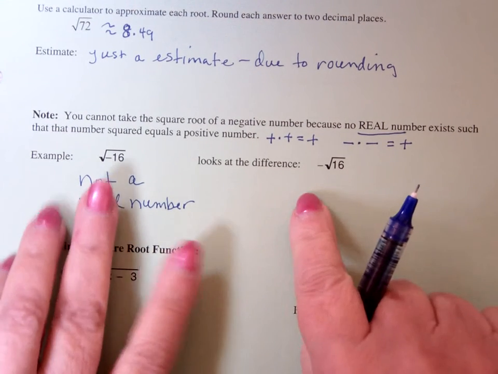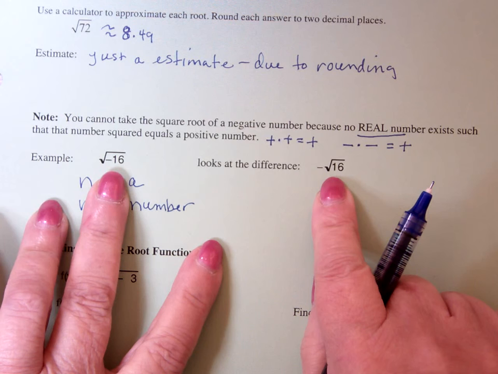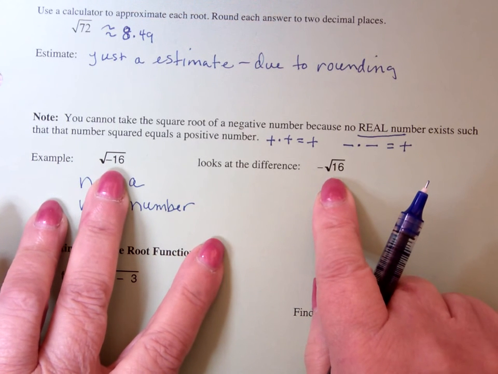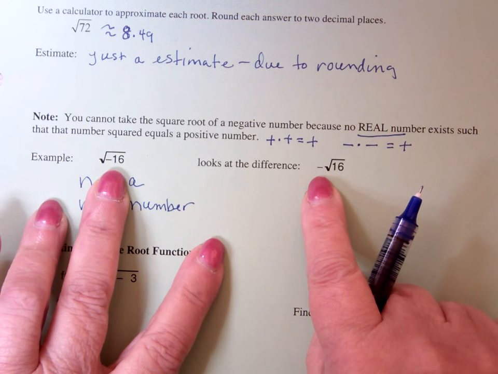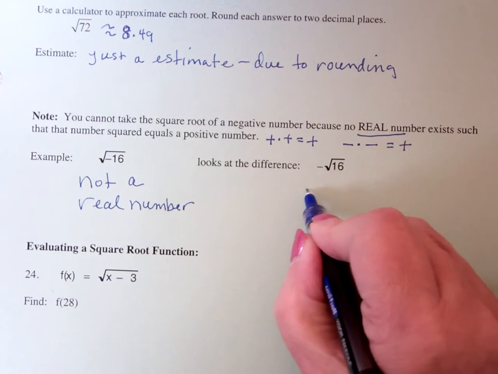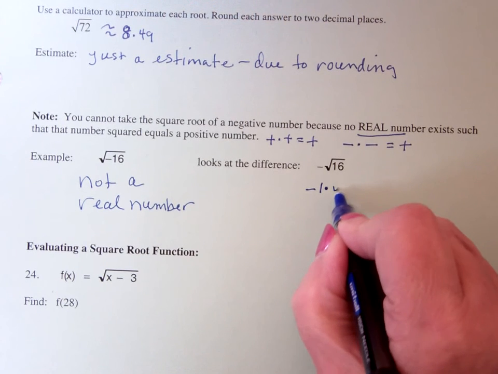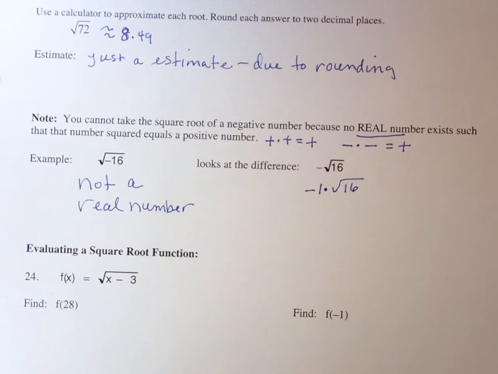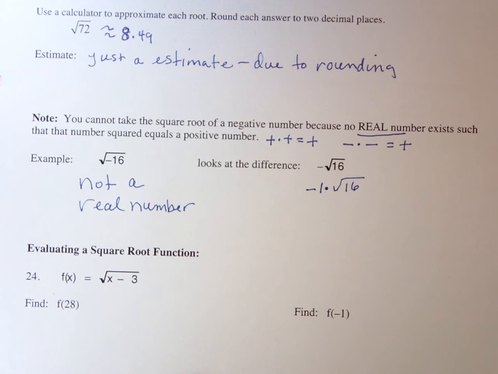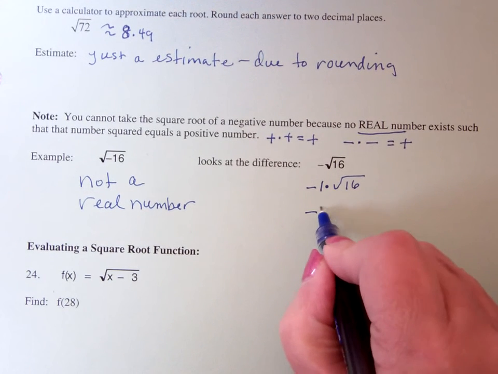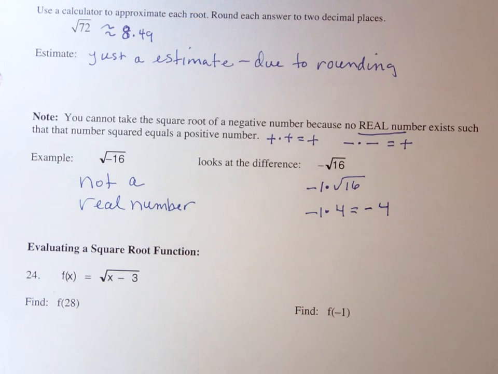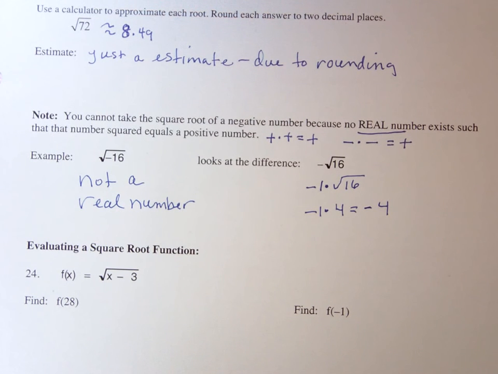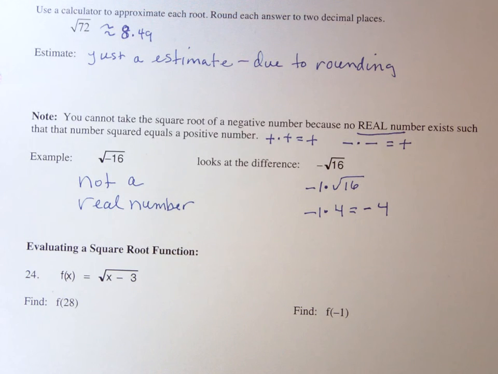Now look at the difference between these two radicals. One has the negative inside, and one has the negative outside. When I look at this one, this is negative 1 times the square root of 16. Radicals or roots will get done first. So this would be negative 1 times the square root of 16, which is 4, which is negative 4. And that's because the negative is on the outside.